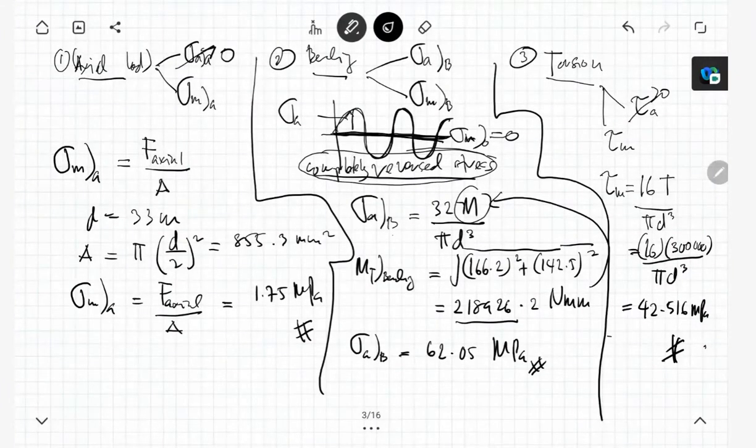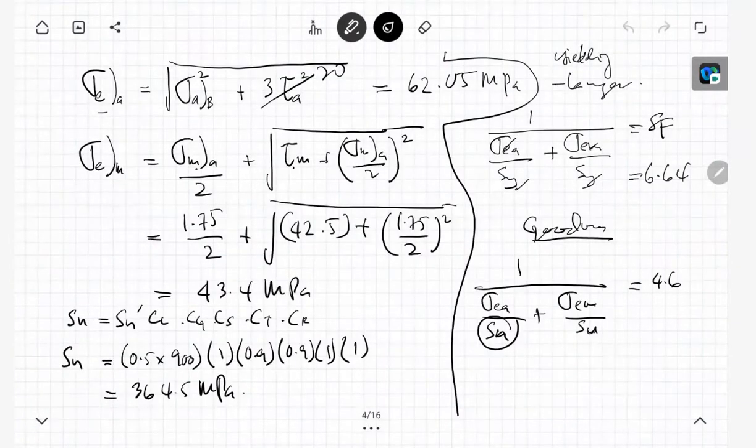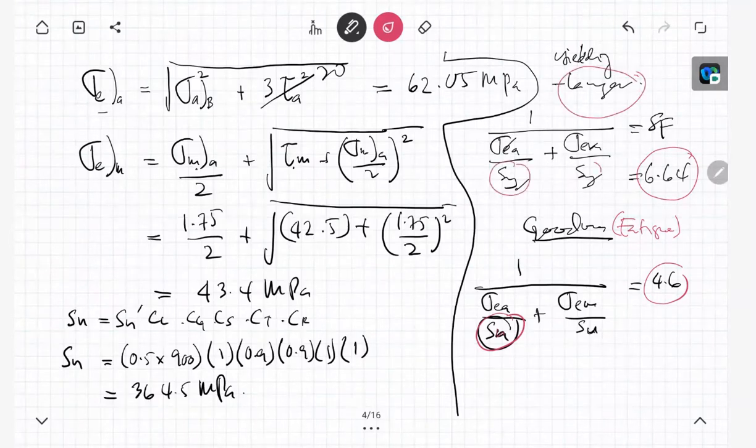Okay, then we finish. So we have calculated the value of safety factor against yielding and then Goodman. So Goodman is fatigue because it considers the S-N, endurance. Yielding against yield using the Langer line. So therefore, it just uses the yield strength of the material.